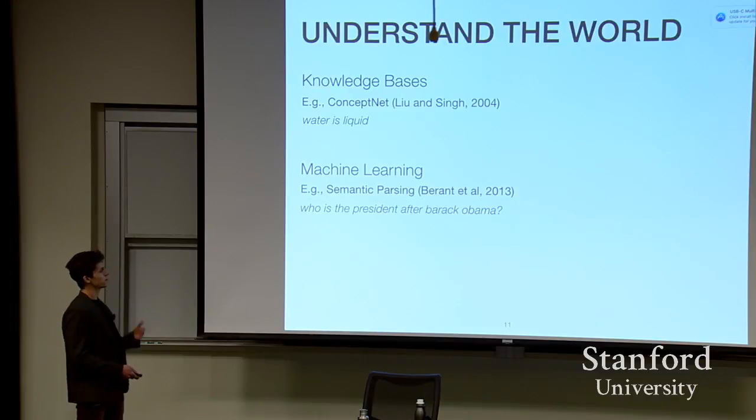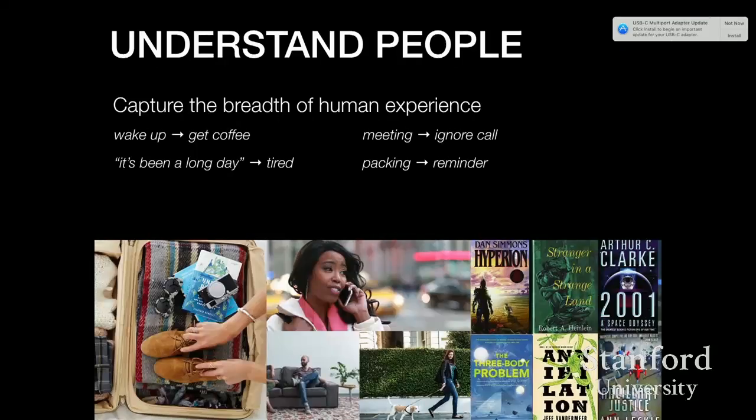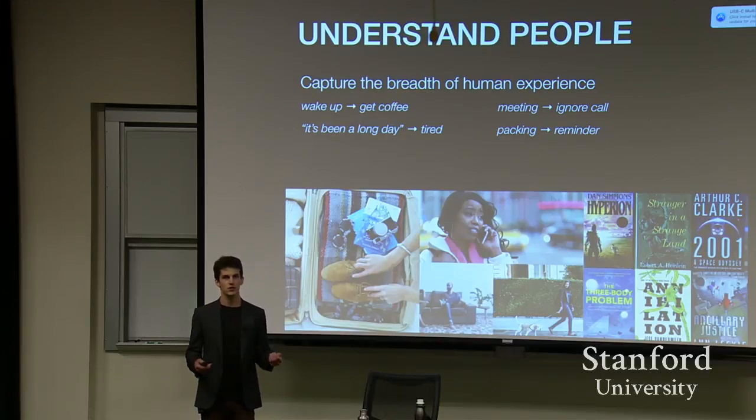Today we have systems that do a really good job of understanding facts about the world. We have massively crowdsourced knowledge bases, systems like ConceptNet that can tell us relationships like water is a liquid. We also have really great machine learning models, techniques like semantic parsing, which can learn from large data to answer questions like, who's the president after Barack Obama? But if we think about these motivating questions, things like understanding what happens after we wake up, or the fact that being in a meeting maybe means we're busy and so we want to ignore a phone call, systems just don't tend to capture these kinds of relationships today.